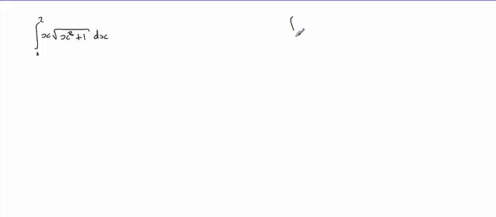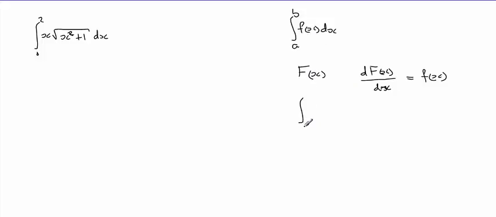Now, what we should remember when we are doing these problems is the following fact: when we are given a definite integral from a to b of a function f of x dx, the task is to find a function, denoted by capital F of x, such that when we differentiate this function with respect to its independent variable, in this case x, we get f of x, the integrand.